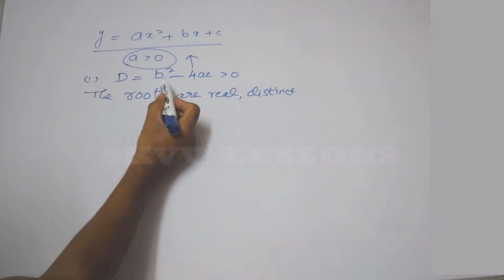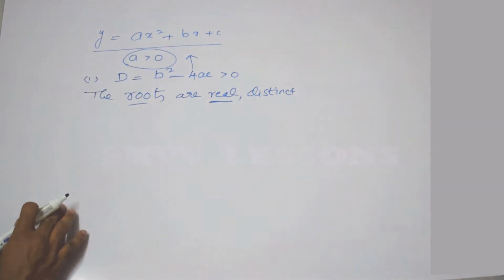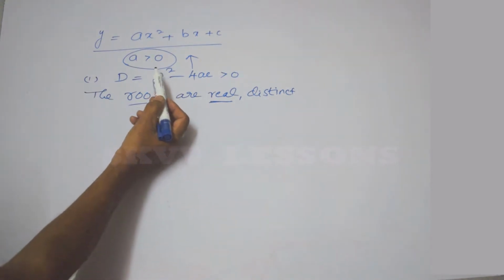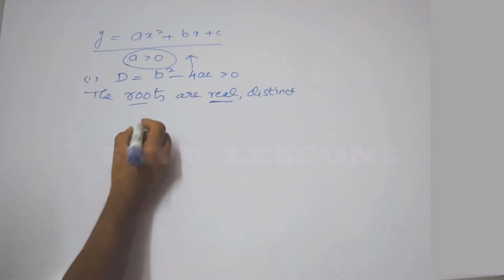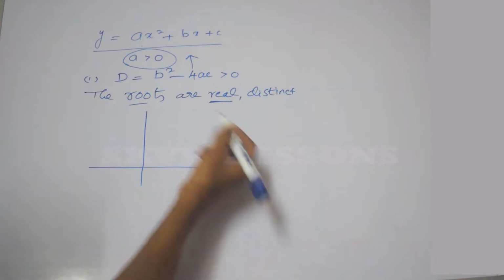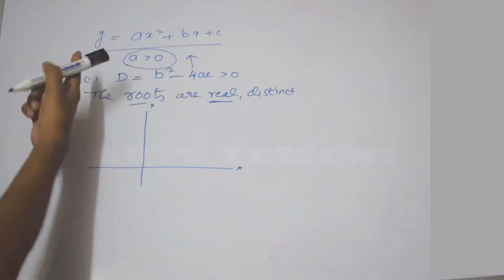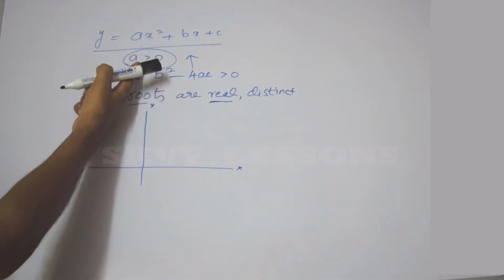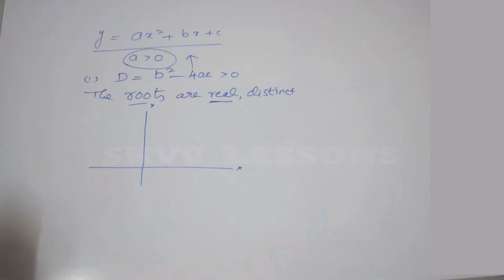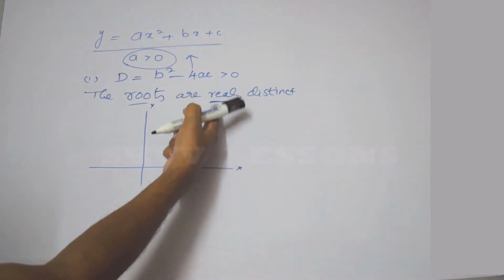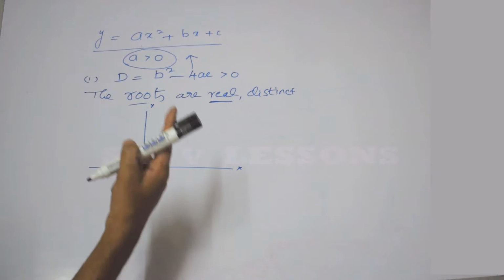Here D equals b square minus 4ac is positive. Therefore the roots are real. How many roots does the quadratic equation have? Two roots. So the graph of ax square plus bx plus c meets the x-axis in two different points. Suppose this is the x-axis and this is the y-axis. Now we draw the graph of y equals ax square plus bx plus c. It is a parabola, and because a is positive, it opens upwards. And the third point is that the roots are real and distinct. Therefore the graph meets the x-axis in two different points.